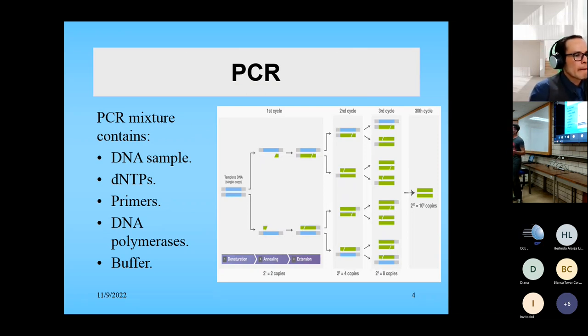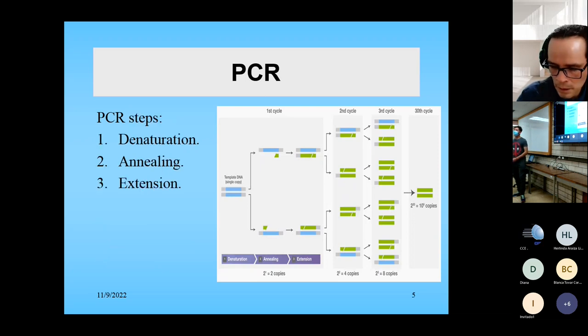The PCR consists of subjecting a mixture of nucleic acids and enzymes to thermal cycles. The PCR mixture contains a DNA sample where the target region of interest is in the DNA, the nucleotides, which are the blocks for the construction of new DNA strands, primers, DNA polymerases. The DNA polymerase creates new strands of DNA by binding to the primers and taking the nucleotides from the environment, and a buffer solution.